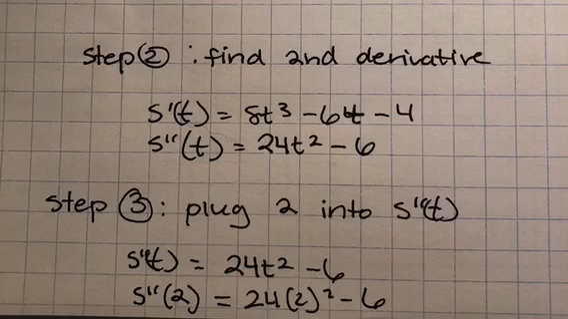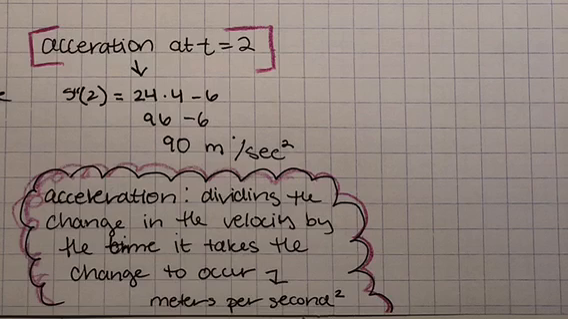Then, for our final step, plug 2 into the second derivative. S double prime of t equals 24t squared minus 6, like I said. So plug in 2 for t. 24 times 2 squared minus 6. Now our work is basically done, but to sum things up and simplify, you have the second derivative when t equals 2. So you have 24 times 4 minus 6, which is 96 minus 6, which is 90.